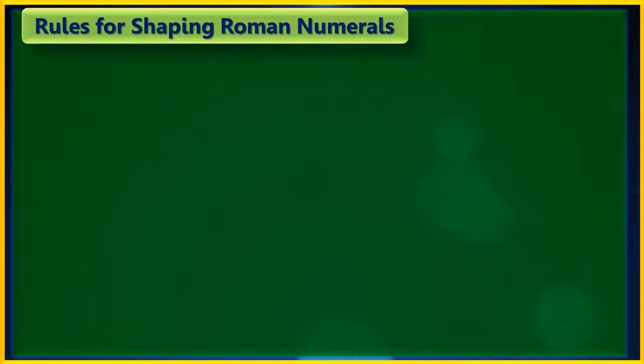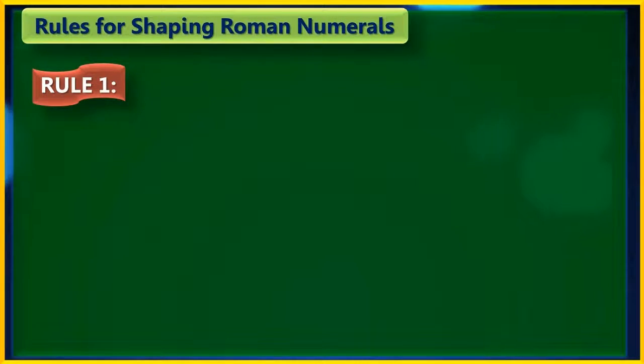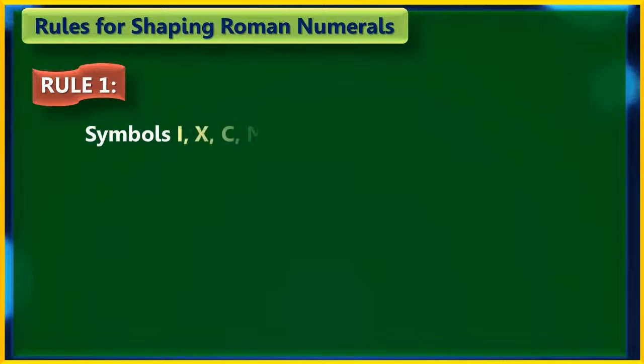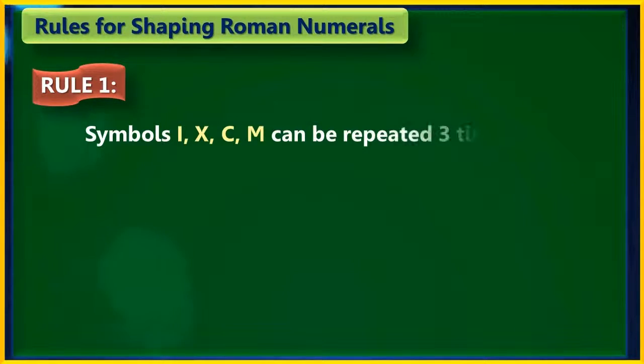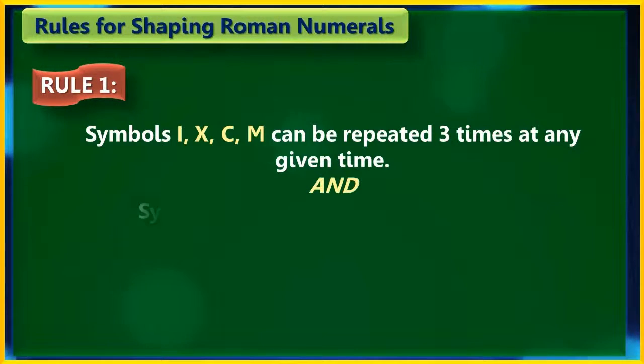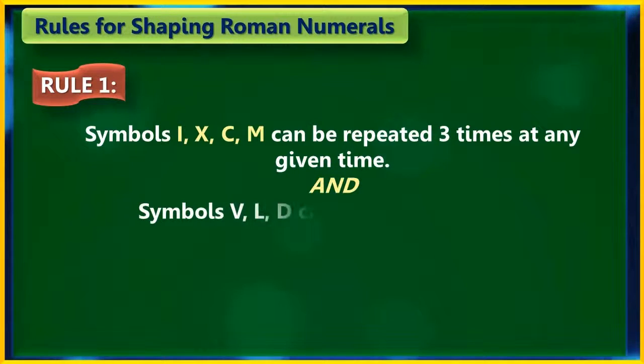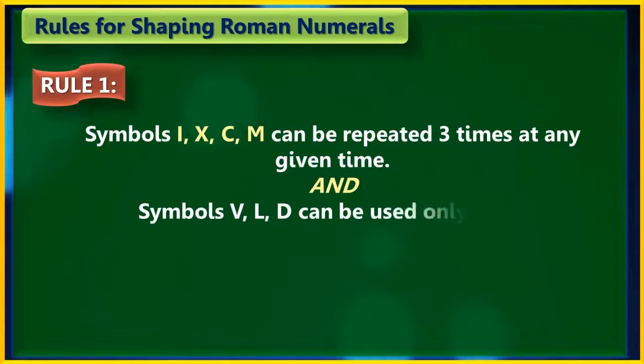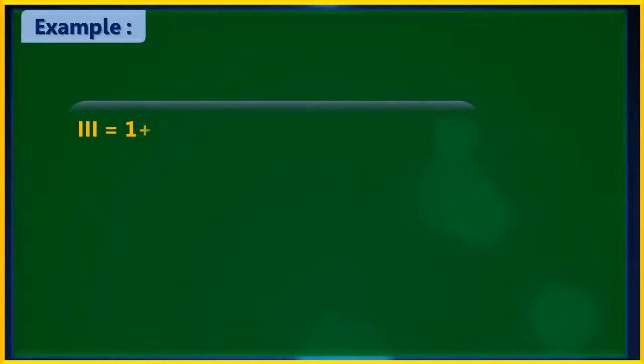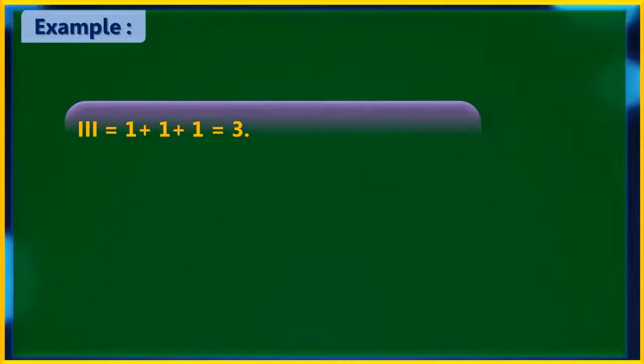Rules for shaping different Roman numerals. Rule 1 states that the symbols I, X, C and M can be repeated 3 times at any given time, and symbols V, L and D can be used only once. For example, Roman numeral III is equal to 1 plus 1 plus 1, which is equal to 3.